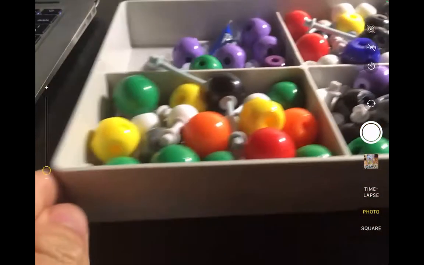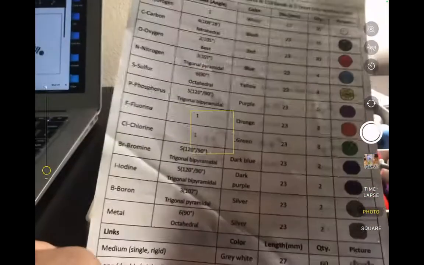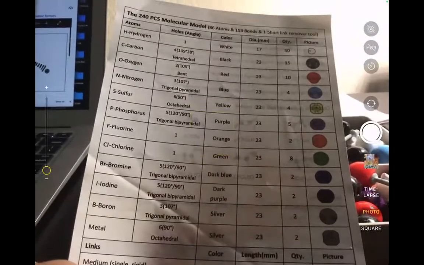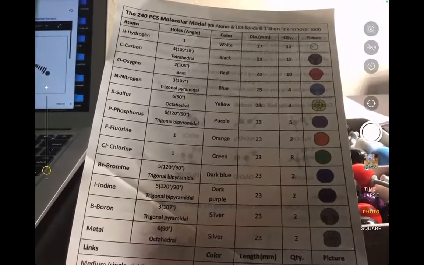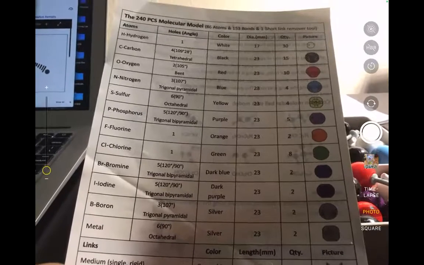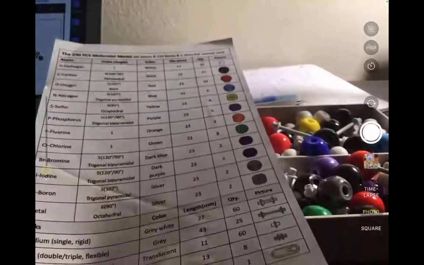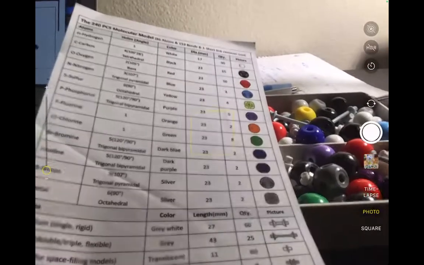All right, so I'm going to go ahead and take out my model. So I believe the very back of your piece of paper, it has a key. So it describes what color is a specific element. So hydrogen is white, carbon is black, oxygen is red, nitrogen is blue, sulfur is yellow, phosphorus is purple, fluorine is orange, chlorine is green, bromine is dark blue. Ours doesn't have that, or at least mine doesn't.